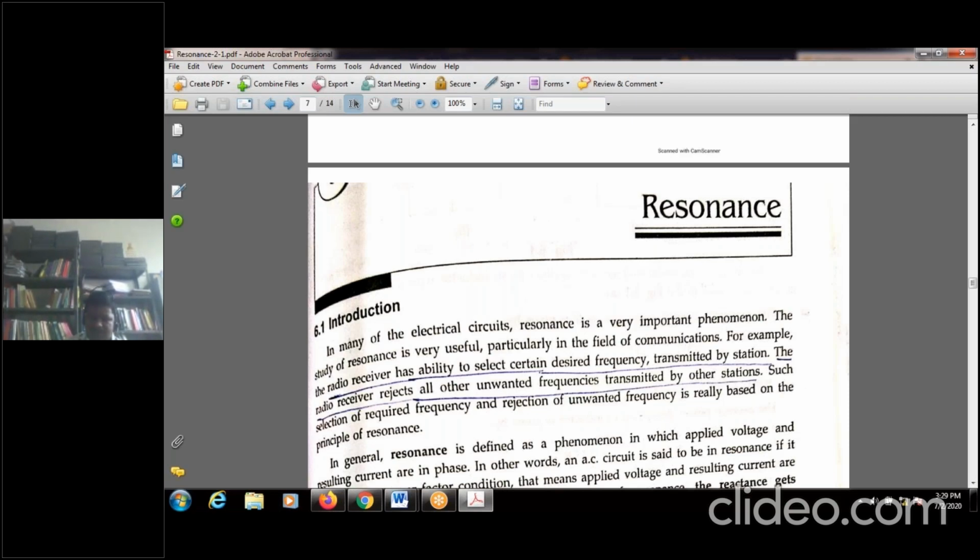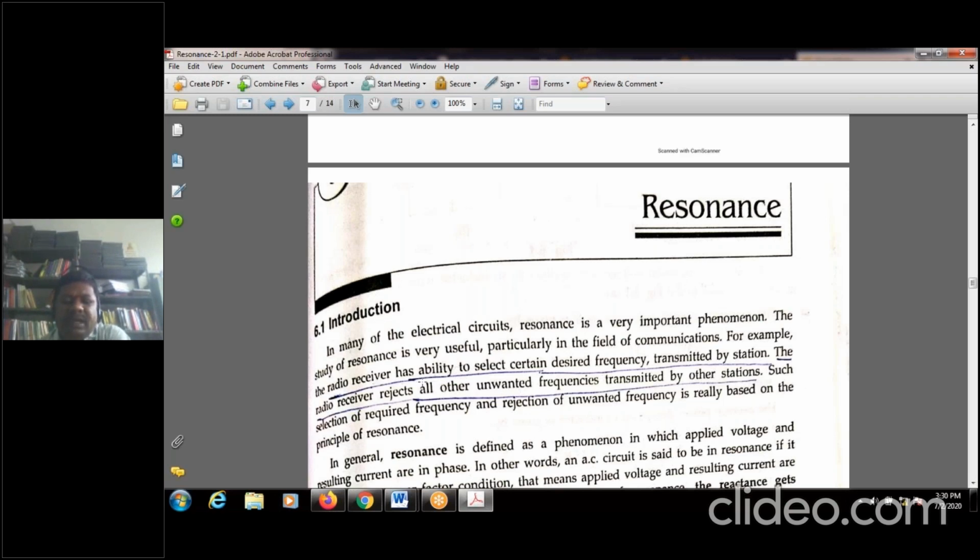Resonance is an important topic we must study. Why? Because in communications, especially in radio receivers, it plays a major role.